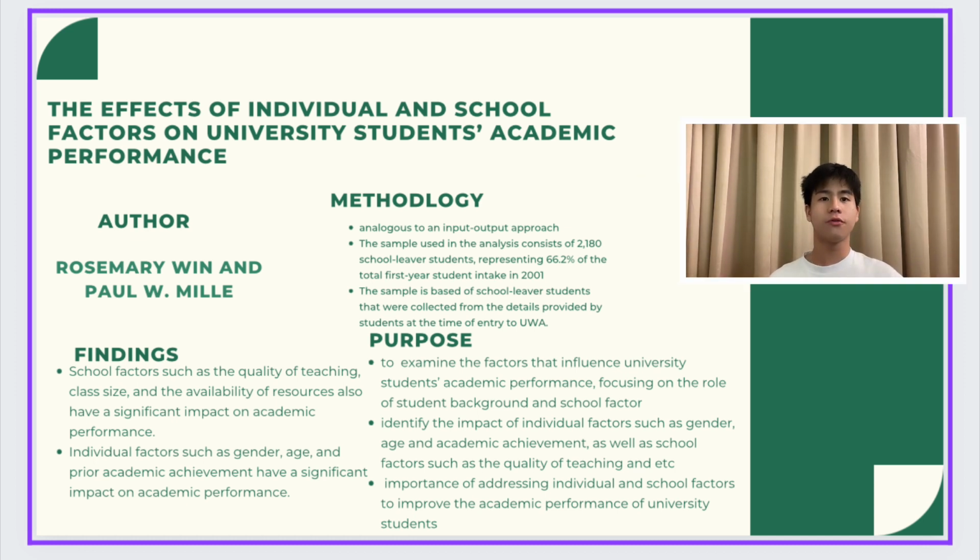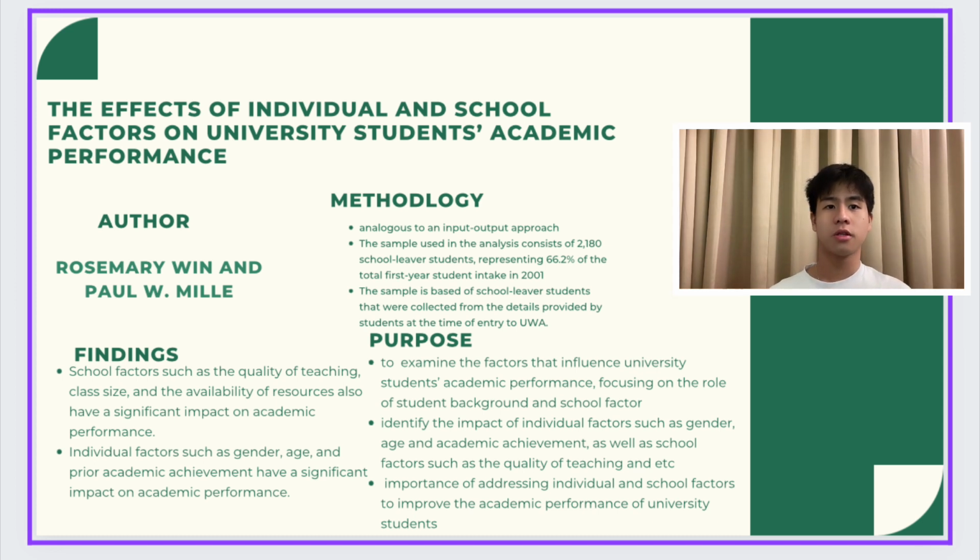The research found that there were two factors that have a significant impact on the academic performance. First, school factors. This consists of quality of teaching, class size, and the availability of resources. Second, individual factors, which is gender, age, and prior academic achievement. The research conducted by Rosemary Wynn and Paul W. Milley was to examine the factors that influence university students' academic performance, focusing on the role of student background and school factors. Furthermore, it was also to identify the impact of individual factors and school factors that I've mentioned earlier.